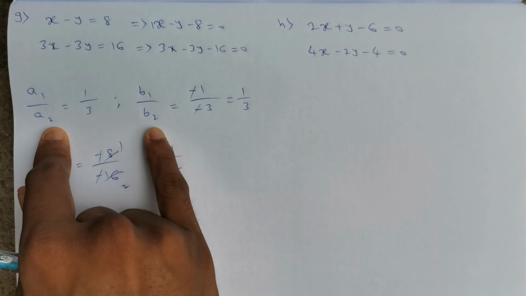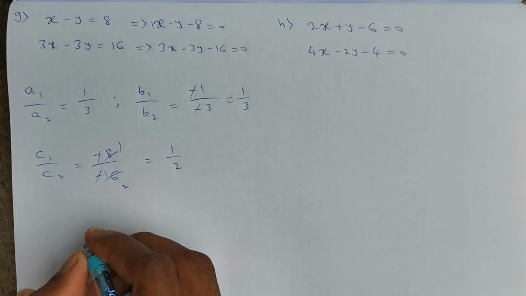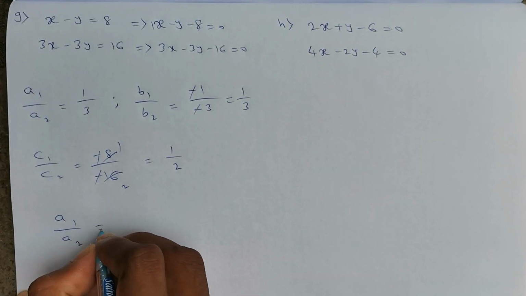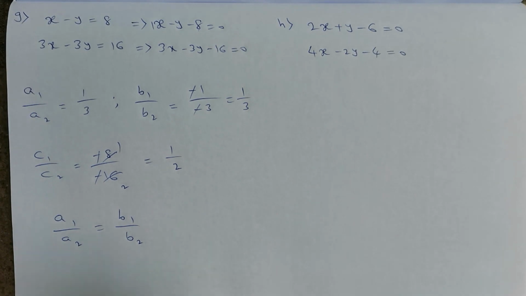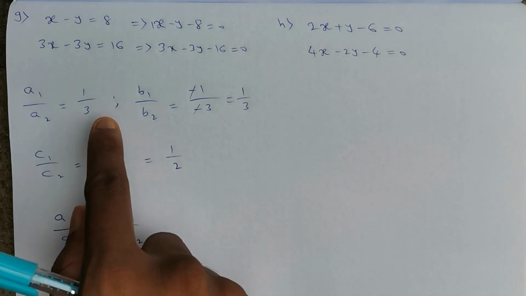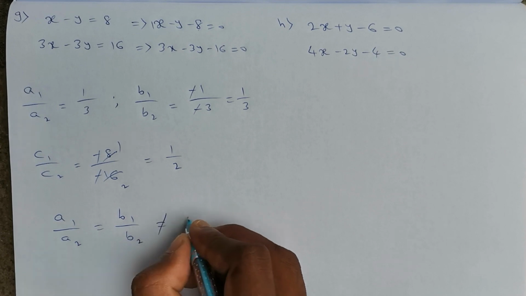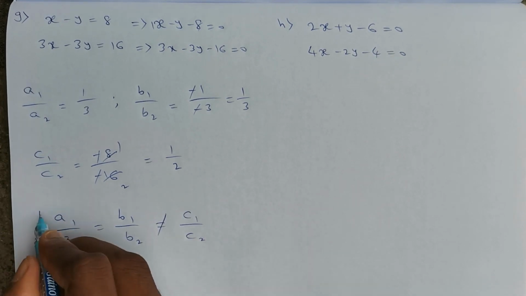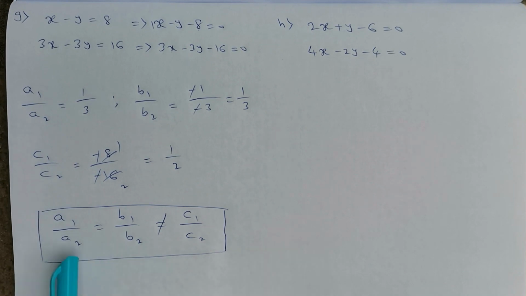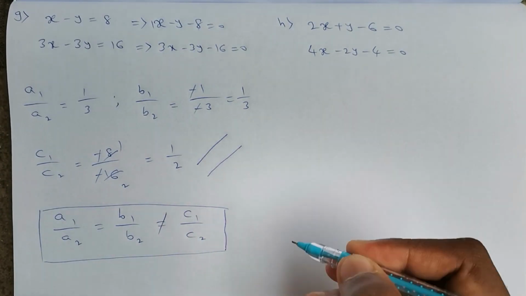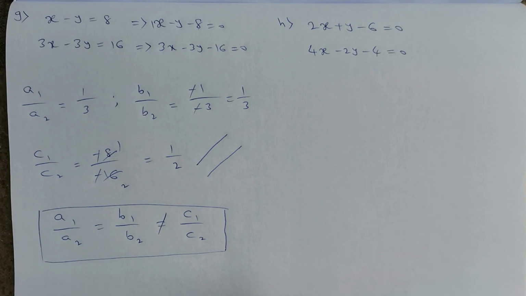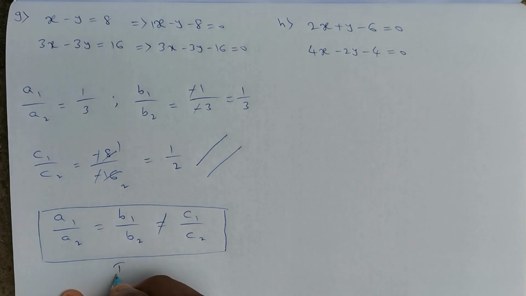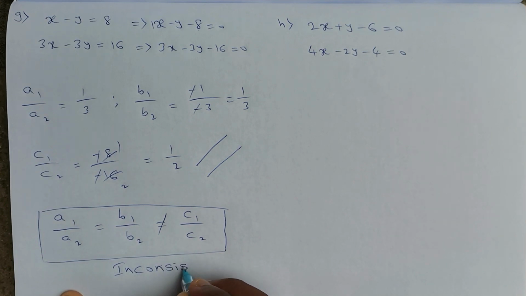a1 by a2 and b1 by b2 both have the same value 1 by 3. So we can write a1 by a2 is equal to b1 by b2. But whereas c1 by c2 is 1 by 2, which is completely different from these values. So it is not equal to c1 by c2. If a1 by a2 is equal to b1 by b2, which is not equal to c1 by c2, then these two lines are parallel to each other. If two lines are parallel to each other, they don't have any common point, so it means no solution. If a solution is not there, then those are called inconsistent.